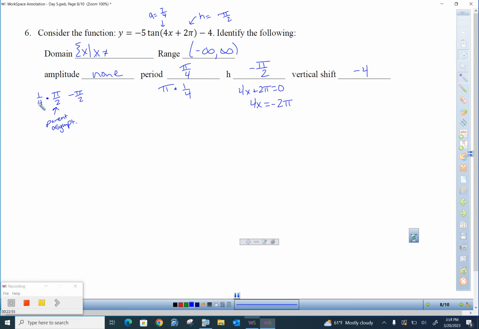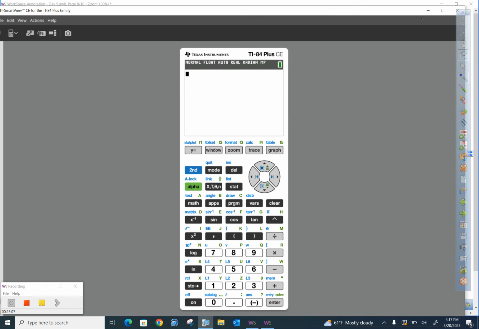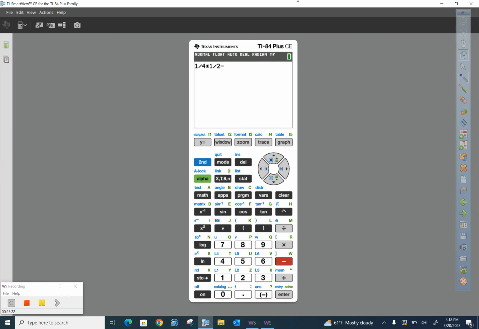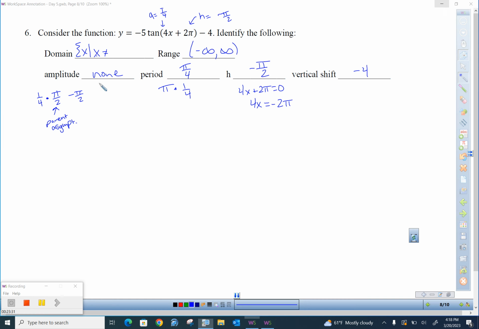So this says 1/8 minus 1/2. I want to show you, if you're not really comfortable with fractions, please don't let that be what you hang up on here. You can always just toss this in your calculator by taking 1/4 times our 1/2, the pi, and then minus our pi over 2. So that's just 1/2. And then change it to a fraction. So it's negative 3/8, and we put the pi back on.